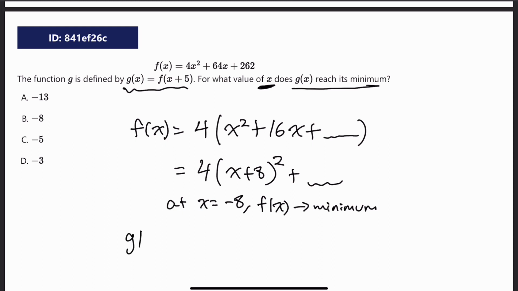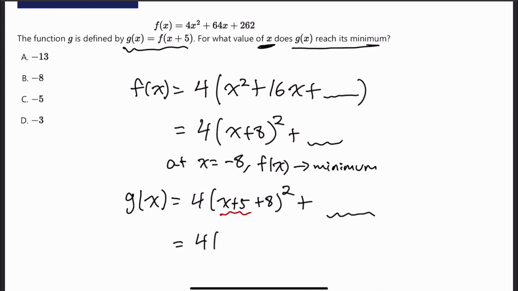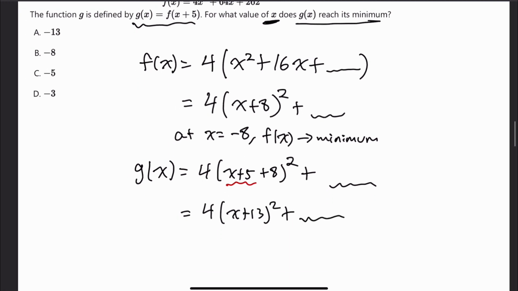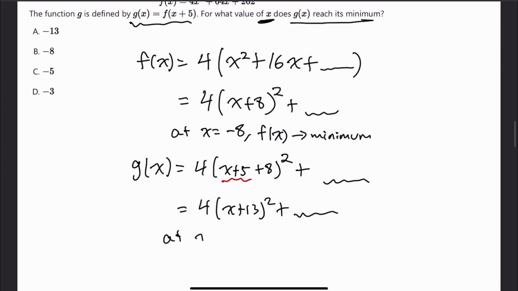So for g(x), this is the same thing as plugging x plus 5 into x. So 4(x + 5), this is the x value, plus 8, and then squared plus something here. And if we rewrite this, this is 4(x + 13) squared plus something. So this is telling me that at x equals -13, g(x) reaches its minimum. So our final answer is -13.